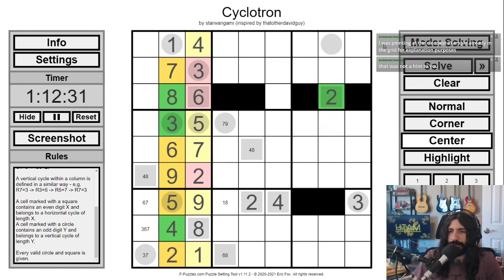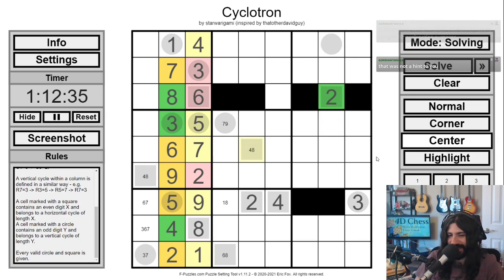Okay. All right. Chat, we're stuck. I'm happy I got the 4-8. That was even without chat help. But now what? Okay, what can this be? I mean, we can mark what it can be, right? It can be a 3, 5, 7, or 9. That helps.